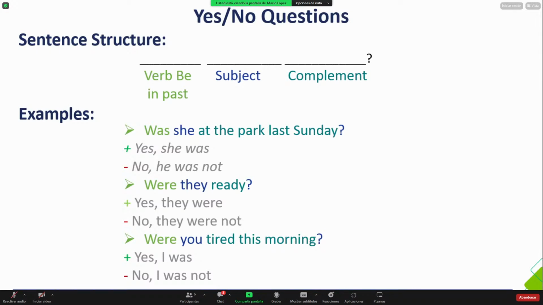In this case, those questions have short answers. If we want to use long answers, si queremos usar respuestas largas, we add the complement. Agregamos el complemento a la respuesta. For example, yes, she was at the park last Sunday. Y así ya tenemos una respuesta larga. No, she was not at the park last Sunday. Y ahí ya tenemos respuesta larga.